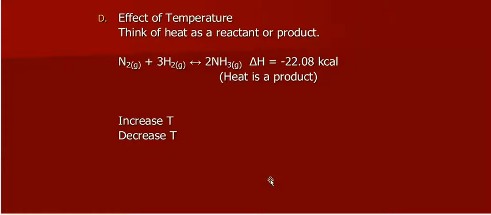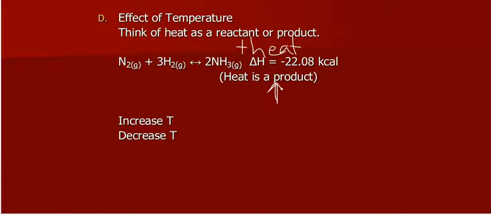And then temperature can affect equilibrium. In this reaction here, N2 plus 3H2, it is an exothermic reaction. Delta H is negative, so that means heat is a product, so we can put plus heat on the right side. Well, if I increase temperature, I increase heat. That system's at equilibrium, I increase the amount of heat.